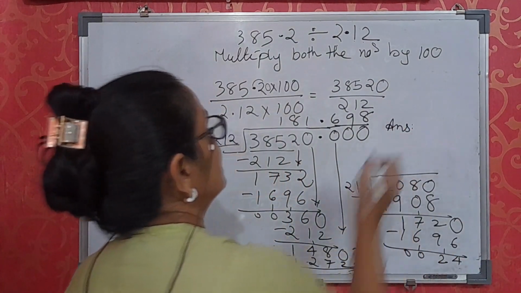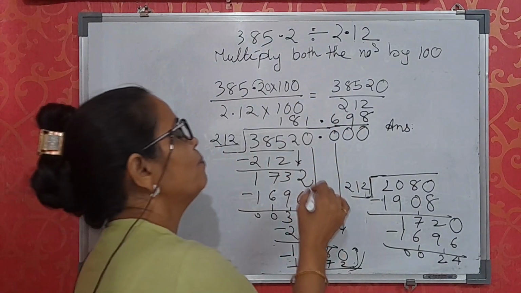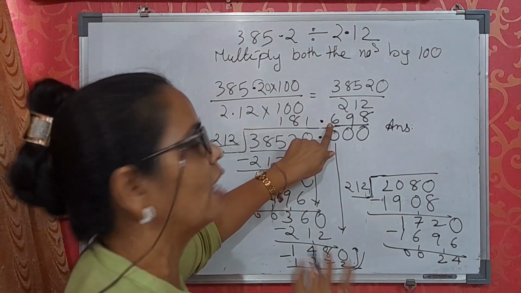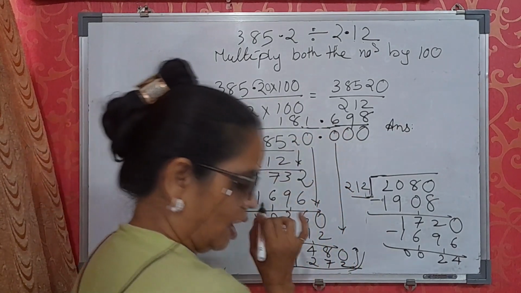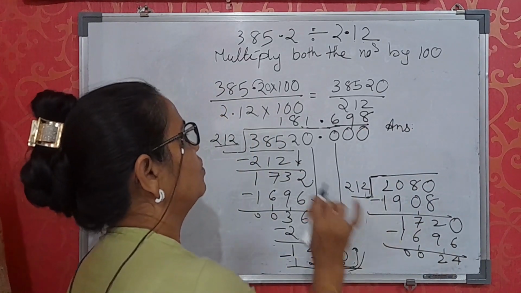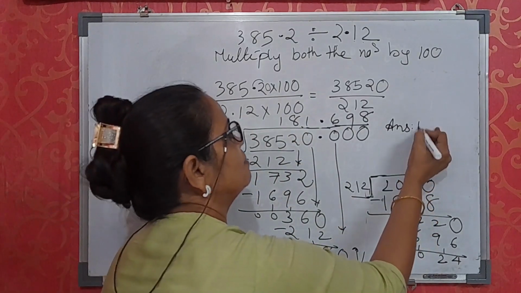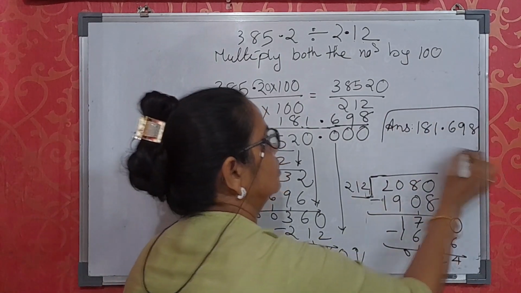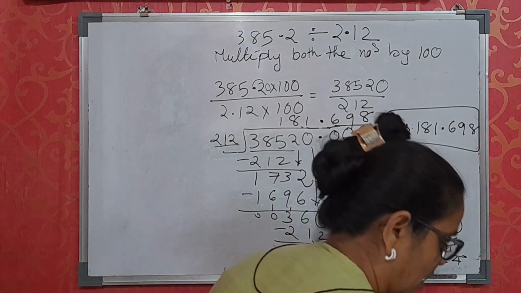Now your final answer, I am showing here. You have learned rounding, the estimation of the number. In decimals, after the decimal point, if your digit is 5 or more than 5, then it becomes plus 1. So that is not there in the answer, but I am just telling you, this would become 182 as a whole number. But you want the answer in decimal, so it will be 181.698. Okay. So this way you can solve your division sums of decimal numbers.